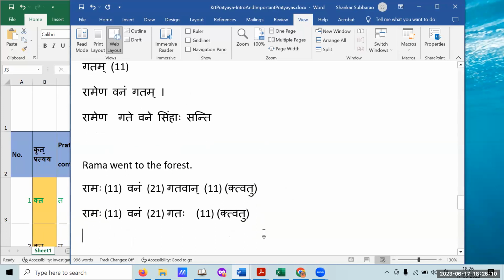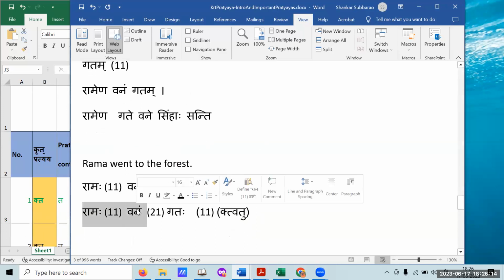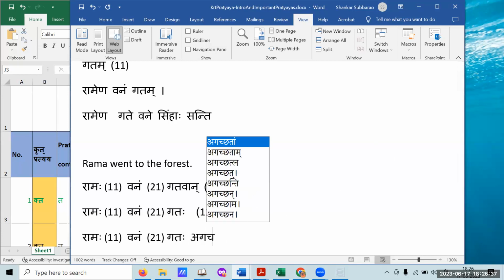Or I could say Ramaha Vanam. This much is okay. I want to now say it in Tinganta. What lakara should I use? We haven't done it so far. But what lakara should we use? Yes, Santosh. Lang lakara. What will be the form for lang lakara? Agachat.